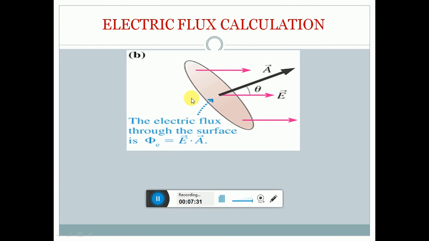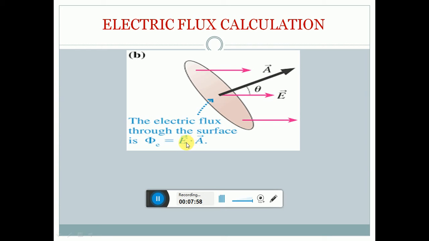When such an area is placed in the electric field, if you see this diagram clearly, this yellow line, this pink color line shows the direction of the electric field. This area vector will be pointing in this direction, so that we can calculate the electric flux through the particular area as the dot product of the electric field and the area vector.